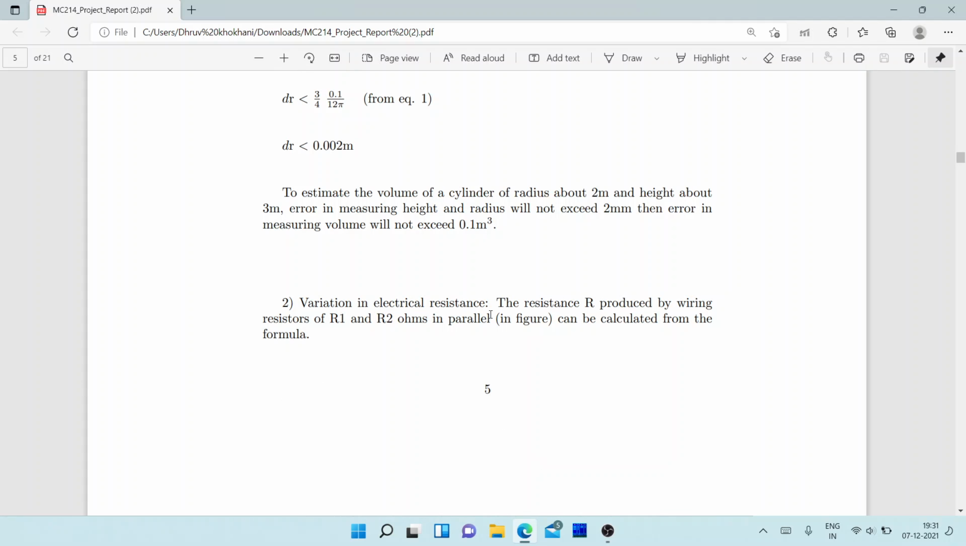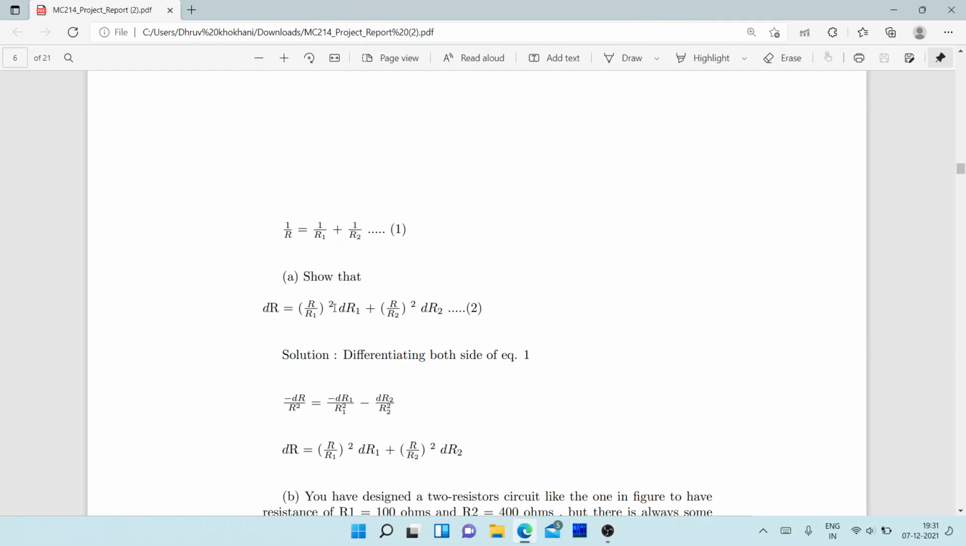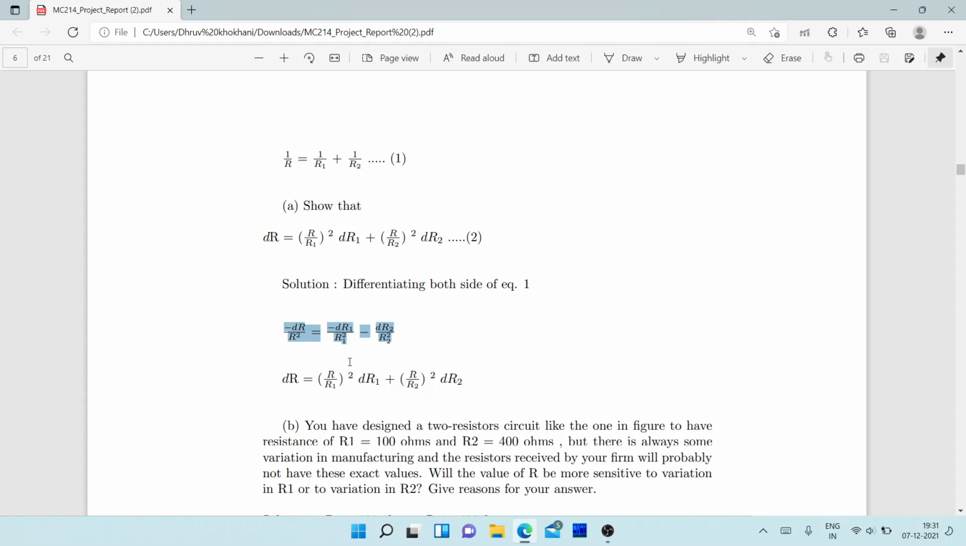In this question, in the circuit, resistances R1 and R2 are connected in parallel. As we all know, the equivalent resistance is 1/R equals 1/R1 plus 1/R2. In the first part, we have to prove this equation. So we differentiate equation 1 on both sides, and we get this. And with further simplification, we get this equation.